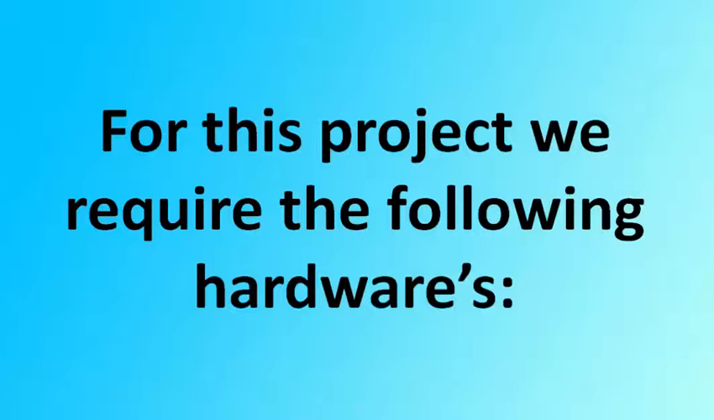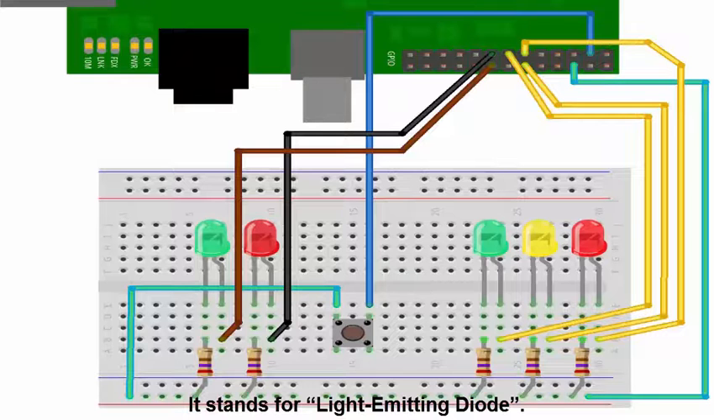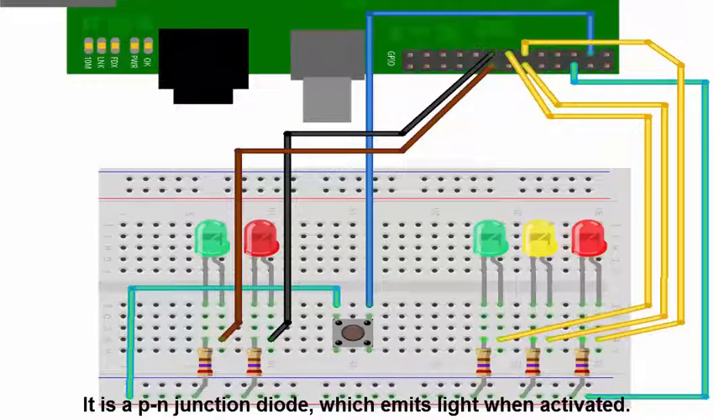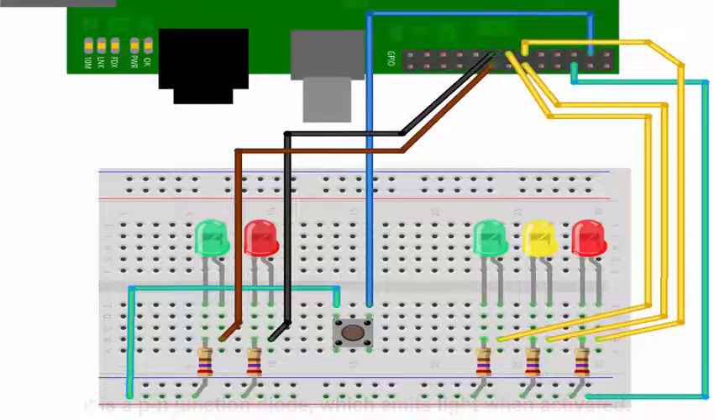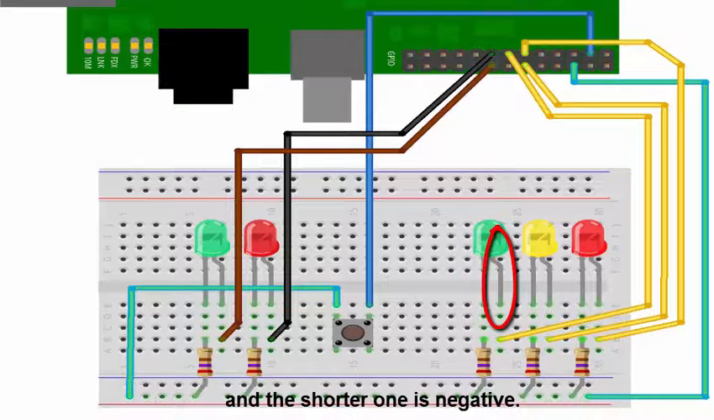For this project, we require the following hardware: 5 LEDs. LED stands for light emitting diode. It is a two-lead semiconductor light source. It is a PN junction diode which emits light when activated. It consists of two pins in which the longer pin is positive and the shorter one is negative.